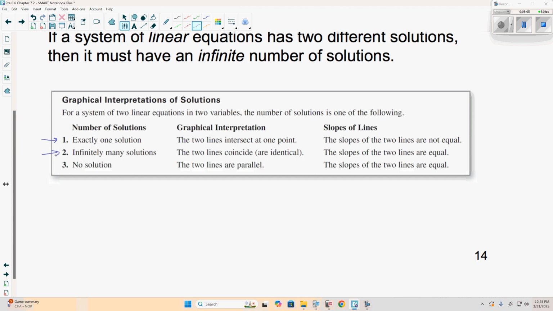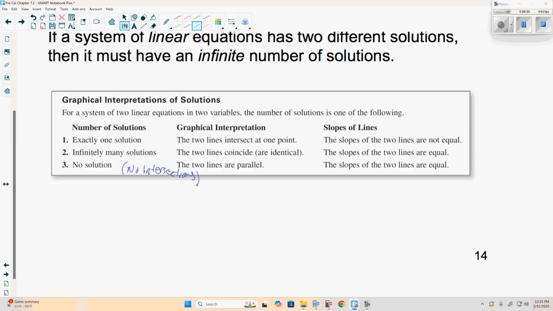Non-linear would be, well, we could have quadratic equations like this here. They don't cross. They're just not going to intersect. So our non-linear equations won't necessarily be considered parallel, but they just don't cross. No solution is our no intersections.